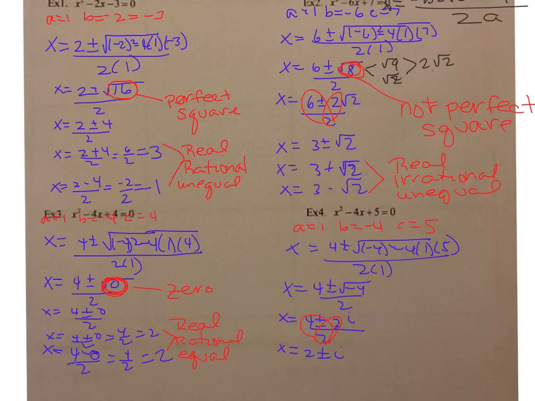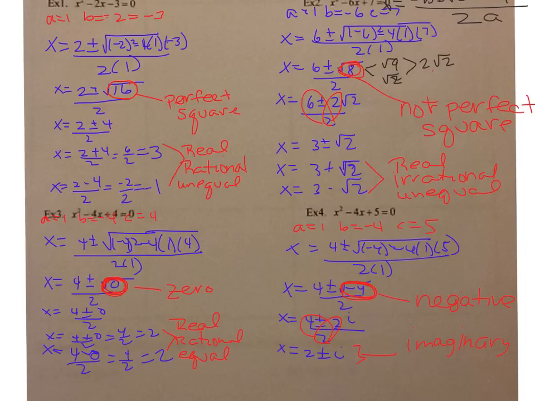So notice that underneath my radical, I had a negative. And look at what kind of roots I had. Well, I had imaginary roots. So anytime you get a negative underneath the radical, it's imaginary roots.